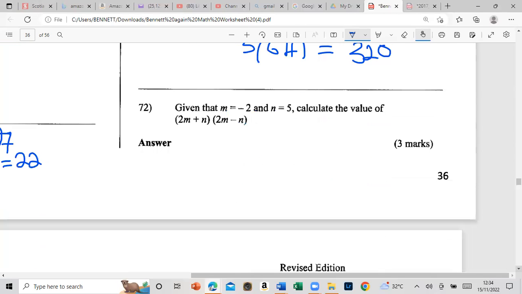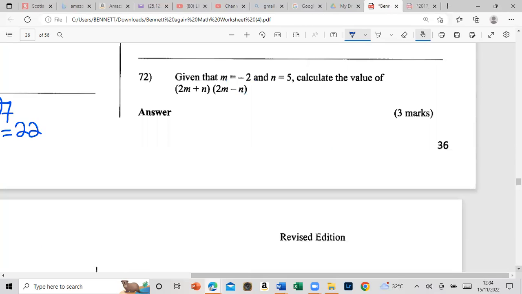Alright, so we're at 72. This one says, given that m is minus 2 and n is equal to 5, calculate the value of 2m plus n times 2m minus n. There are two ways you can do this. We can either substitute the values right away, which I think we should do, and then expand it. That's probably the easiest way.